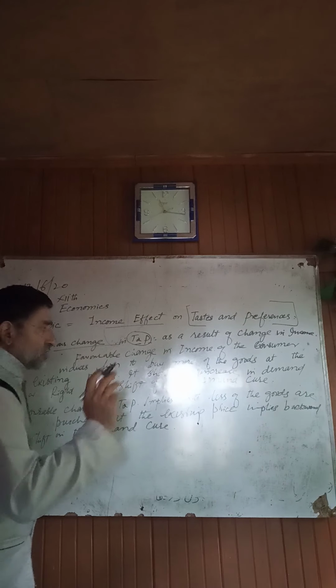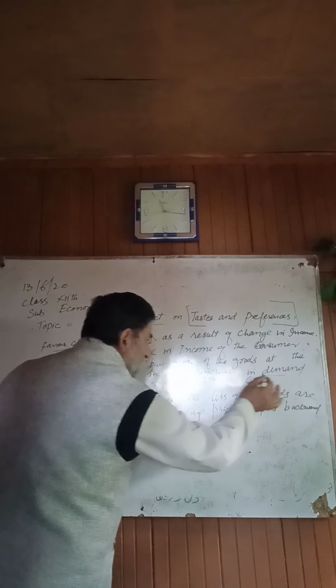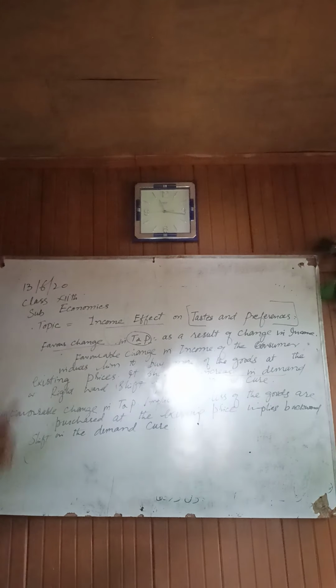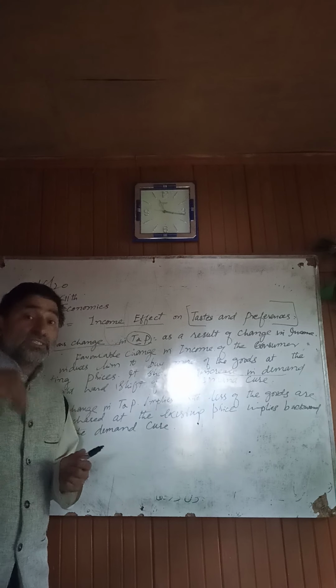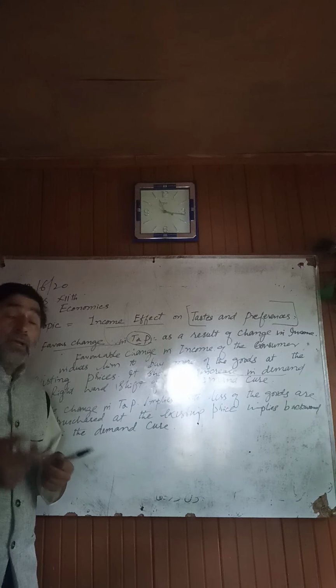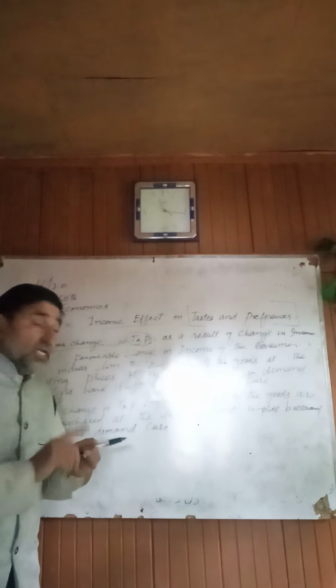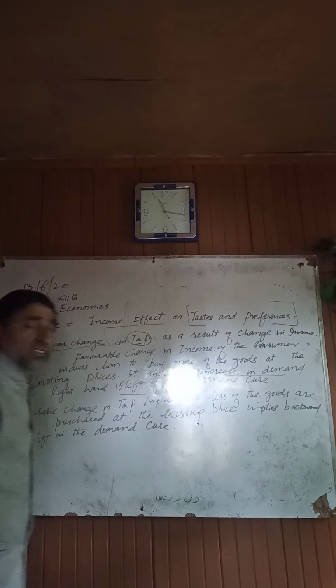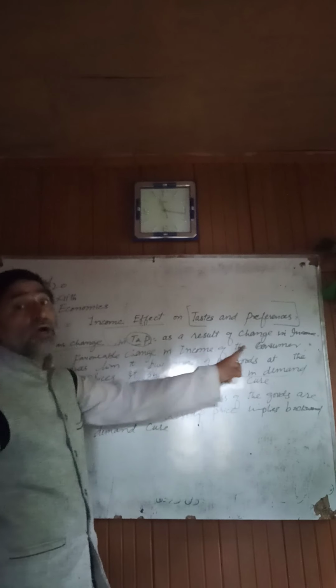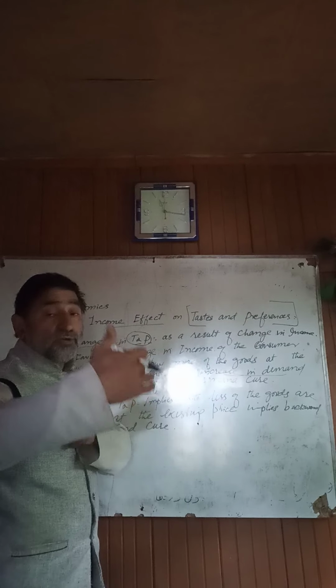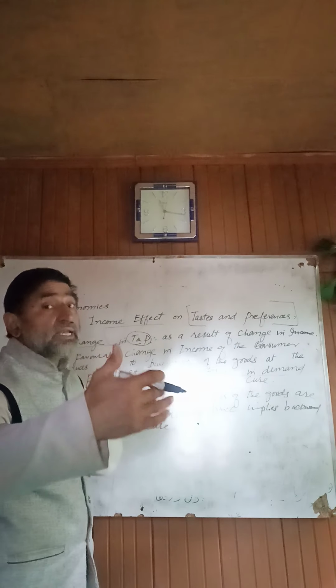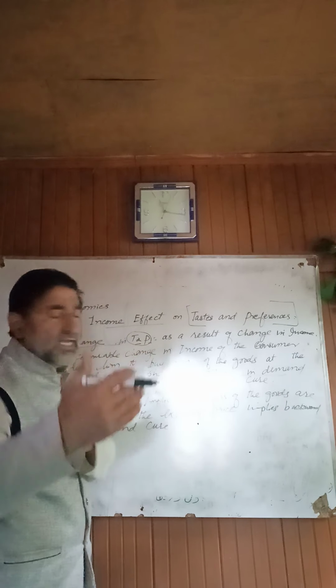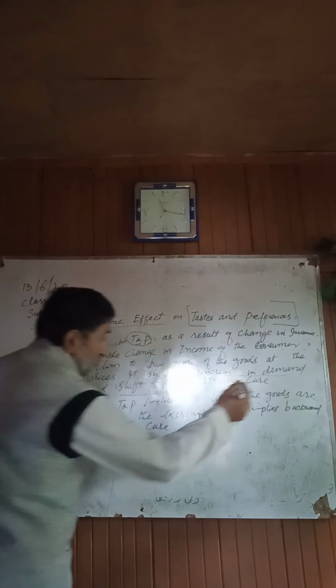This thing should be noted that whenever there is an increase in demand for goods as a result of change in income but at the existing price, it will indicate to us that there will occur a shift in the demand curve, and that will be in the rightward direction. This thing should be noted.